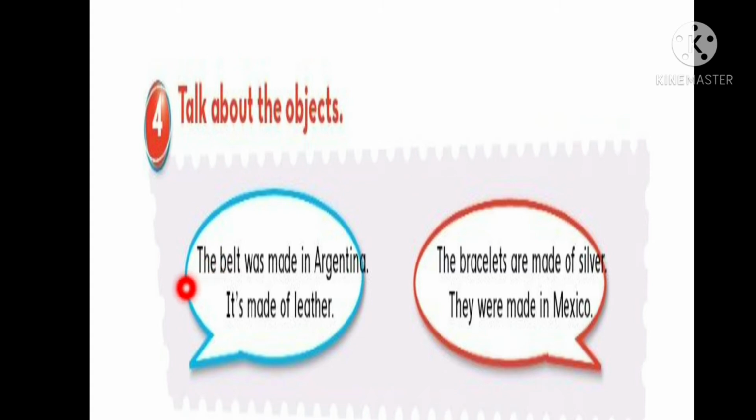Let's see the sentences that are already written. The belt was made in Argentina. It is made of leather.